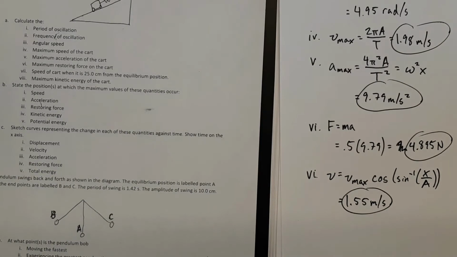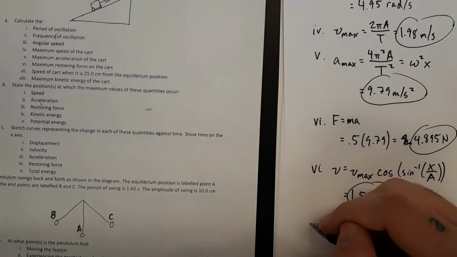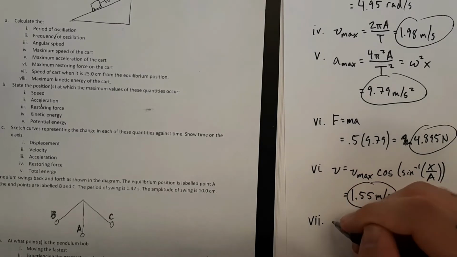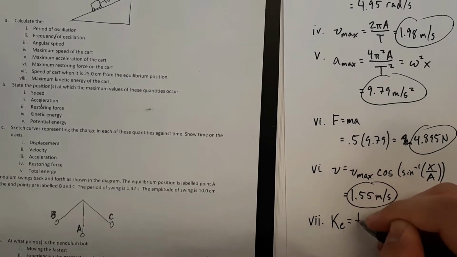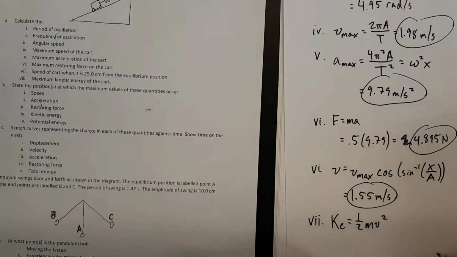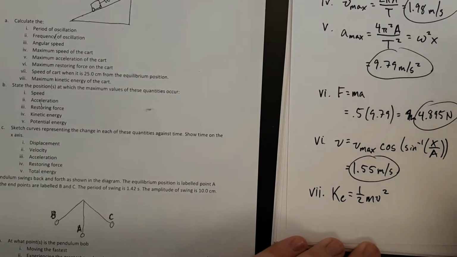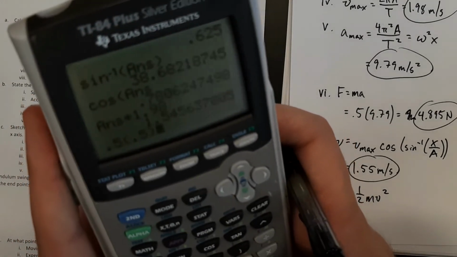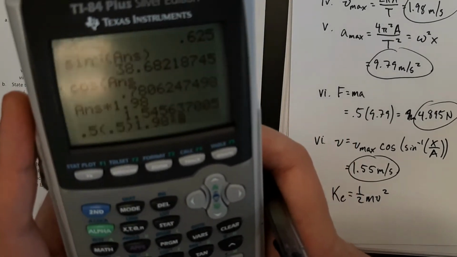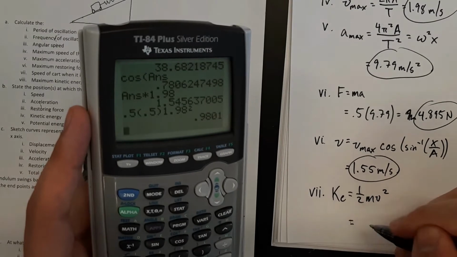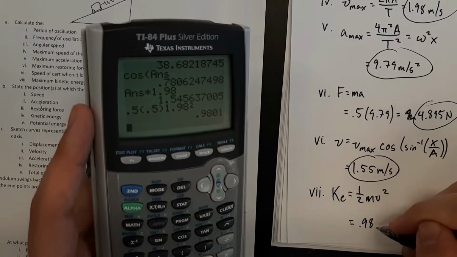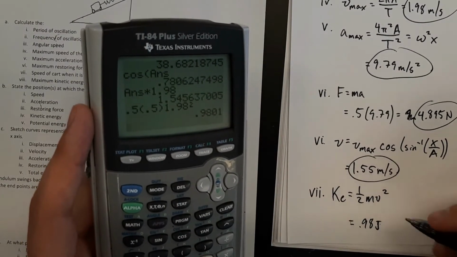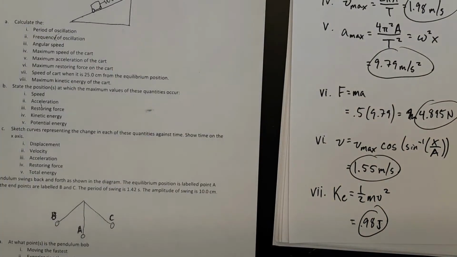Okay, looking for our maximum kinetic energy of the cart. All right, so kinetic energy is just 1/2 mv squared. Okay, and our V max was the 1.98, so that's just going to be 0.5 times 0.5 for our mass, and then 1.98 squared. So that means our maximum kinetic energy is just going to be 0.98 joules of energy. There we go.